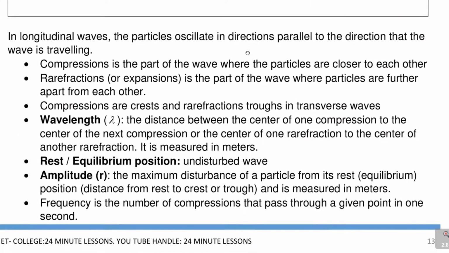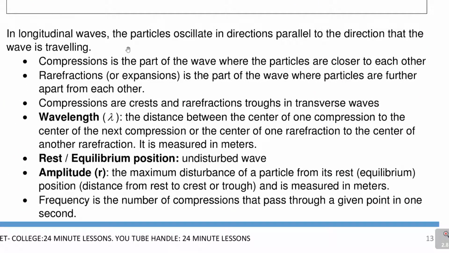So let's look at a few things here. It says in longitudinal waves, the particles what do? They oscillate. To oscillate is a motion that is to and fro. If someone says you are oscillating, it is the motion to and fro, like back and forth. It's not the up and down motion, but the back and forth. The to and fro means oscillation. So the particles oscillate in directions parallel to the direction that the wave is traveling.